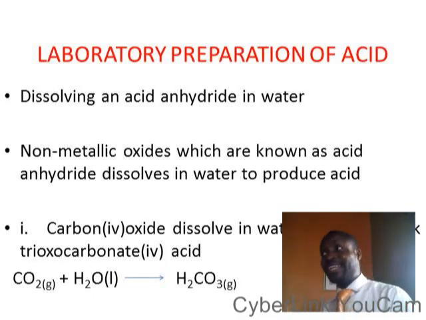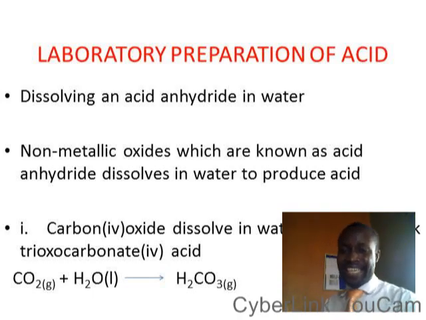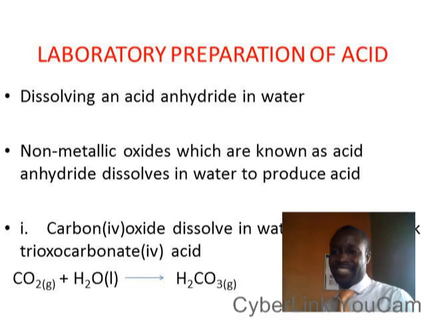For instance, an example of a nonmetal is carbon. Carbon plus oxygen gives carbon 4 oxide. Sometimes carbon 4 oxide is regarded as acid anhydride. The same thing goes for sulfur. So when you dissolve these in water, it will give you a weak acid. Non-metallic oxides, which are known as acid anhydrides, dissolve in water to produce acid.